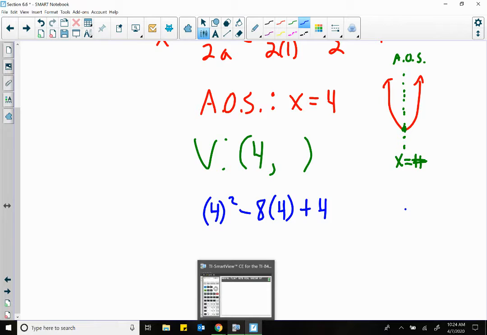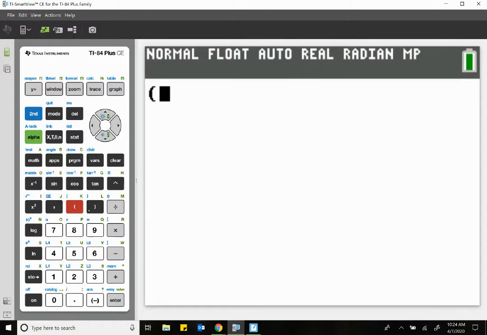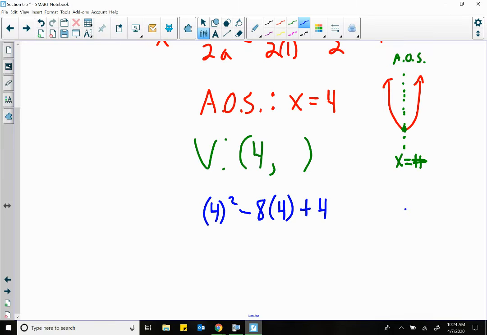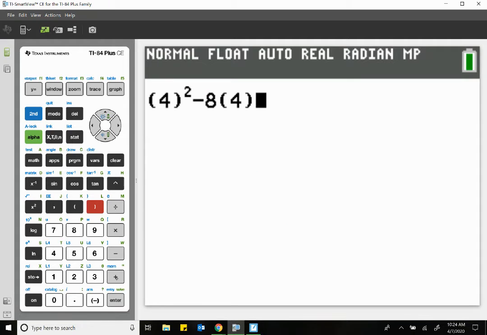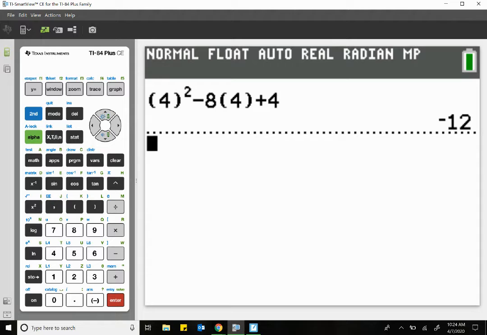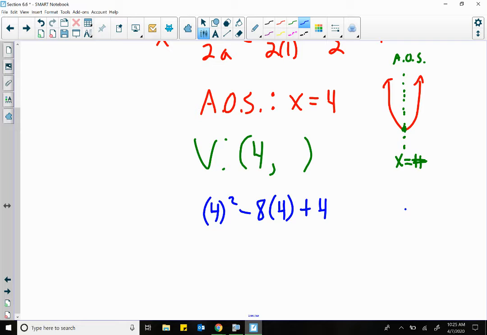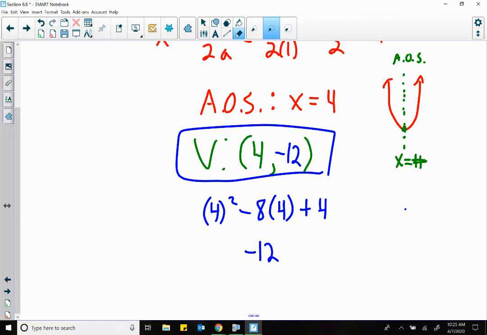And just go to your calculator, let it do its job. 4 squared minus 8 times 4, and then it was plus 4 again. There's your y value. Okay? Let the calculator do all that work for you. Just plug it in the way that it is. So we know that this was a negative 12. So now we know the vertex is 4 comma negative 12. And there you go. See, not that bad.